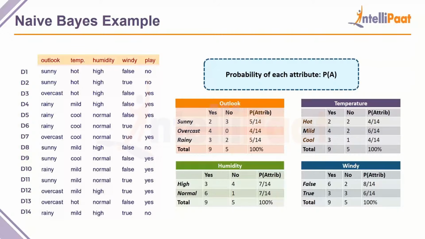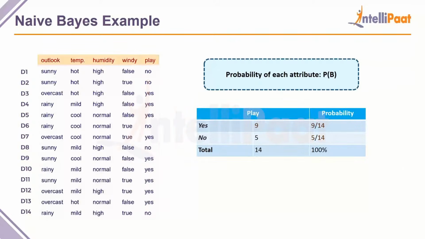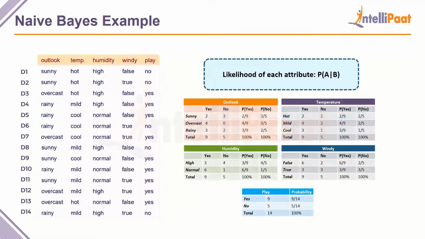For outlook we have 5 by 14, 4 by 14, and 5 by 14. On the other hand, in the temperature section, we have 4 by 14, 6 by 14, and 4 by 14, and one by one we calculate this for everything. So what is the probability of these events occurring given that some event has already occurred? So we take a look at that. And finally, we calculate the probability of each event, which is yes and no. We have already done that: P of yes and P of no, 9 by 14 and 5 by 14. So that's the data that we need.